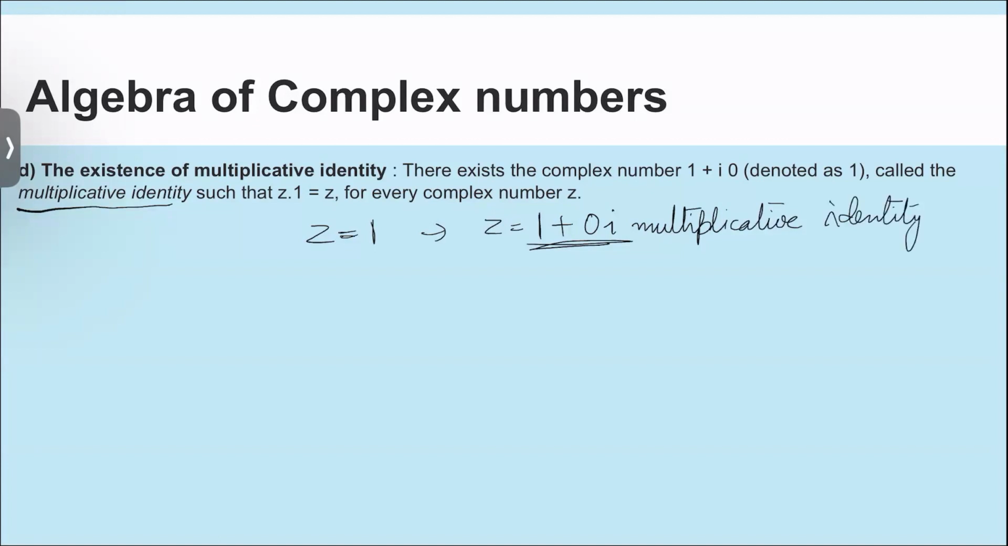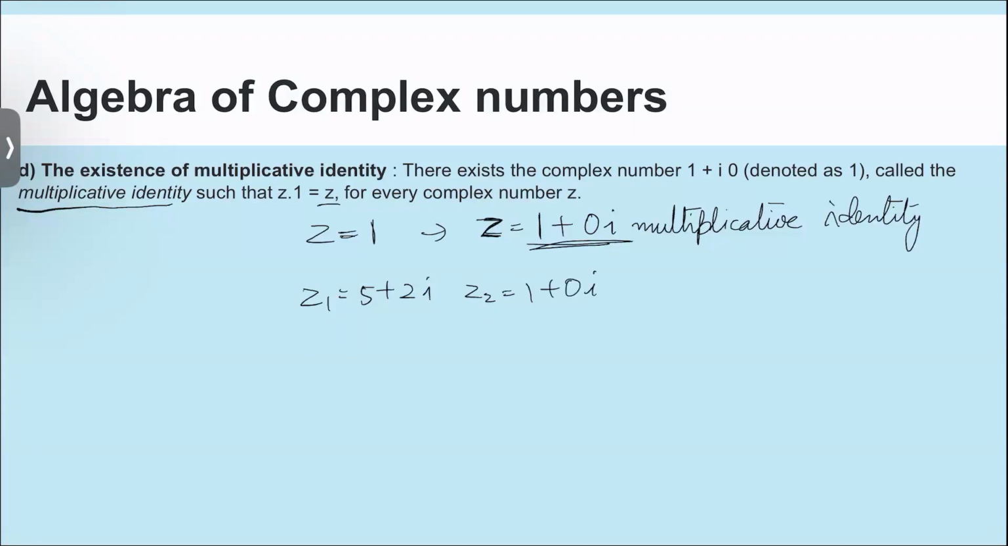Identity. And if you multiply any complex number with this multiplicative identity, you will get the same complex number. So if you have z1 is equal to 5 plus 2i, and you multiply it with a multiplicative identity. Okay, so if you have z2 is equal to 1 plus 0i.